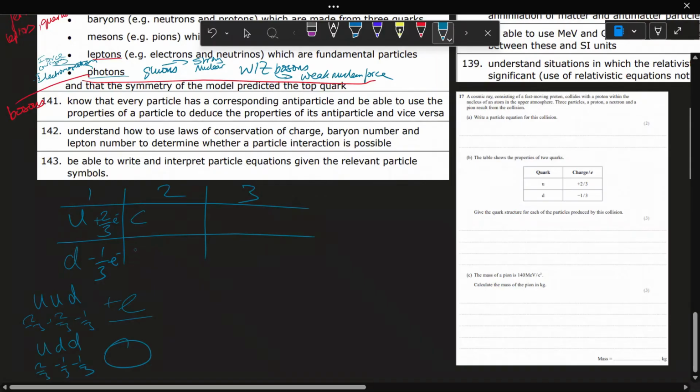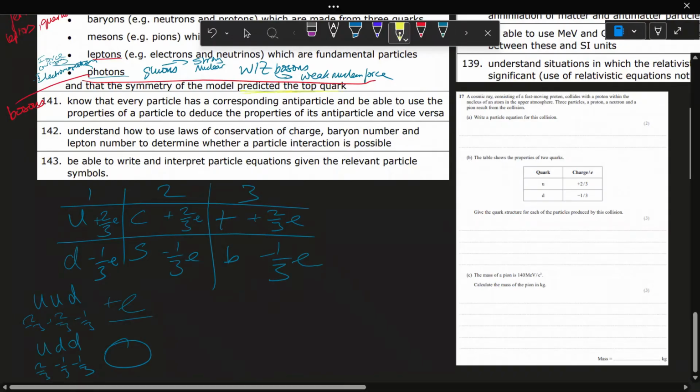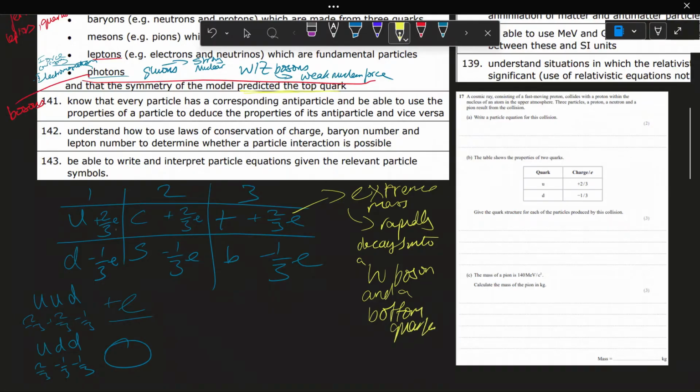Next, we've got charm and strange. Again, plus 2/3 e and minus 1/3 e. Last, we've got top and bottom, plus 2/3 e and minus 1/3 e. Okay, so the reason we had to predict the top quark instead of just finding it naturally is because it doesn't really exist for that long because of its extreme mass. It rapidly decays into a W boson and a bottom quark. So we had to rely on our knowledge of the symmetry of the charges to learn that the charge is going to be the same as up and charm. So it's plus 2/3 of electron charge.